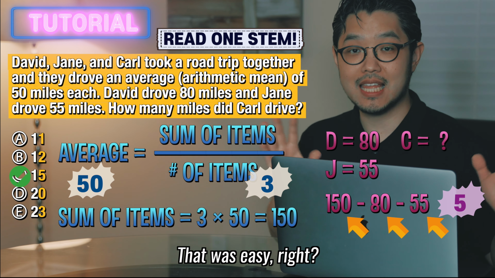That was easy, right? So the key takeaway here is first, read word problem in stem and assign variables and write down information as you move on. Don't read the entire word problem at once. Second, always identify what is the question asking. In our case, it was asking for the distance the car drove.